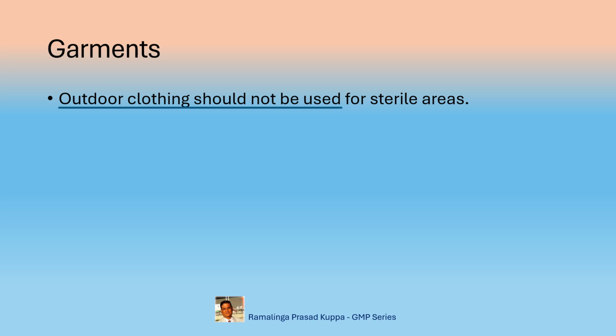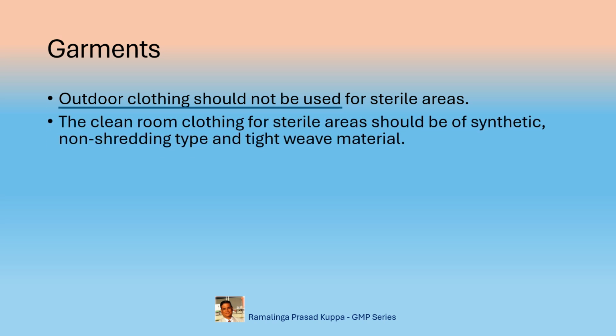The clean room clothing should be sterilized before use. Also, such clothing is once use only. After the shift activity, the used clothing should be disposed of to the laundry. The clean room clothing for sterile areas should be of synthetic, non-shedding type and tight weave material. Synthetic clothing is less susceptible to contamination when compared with cotton clothing, and easy to wash and sterilize. Since they are made from tight woven materials, they are stronger when compared with cotton clothing.